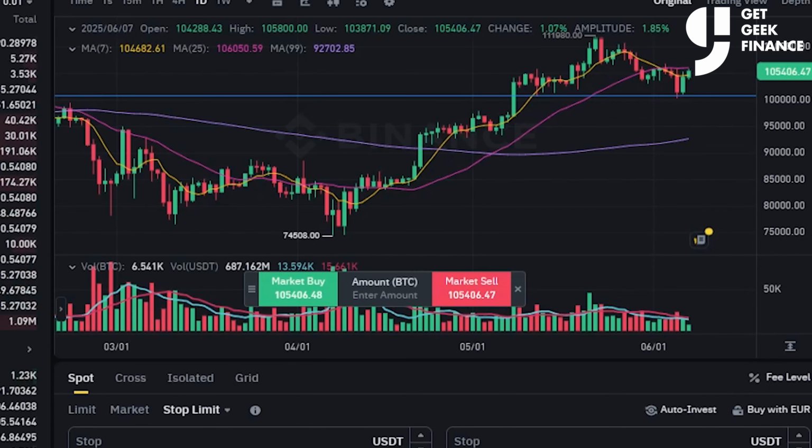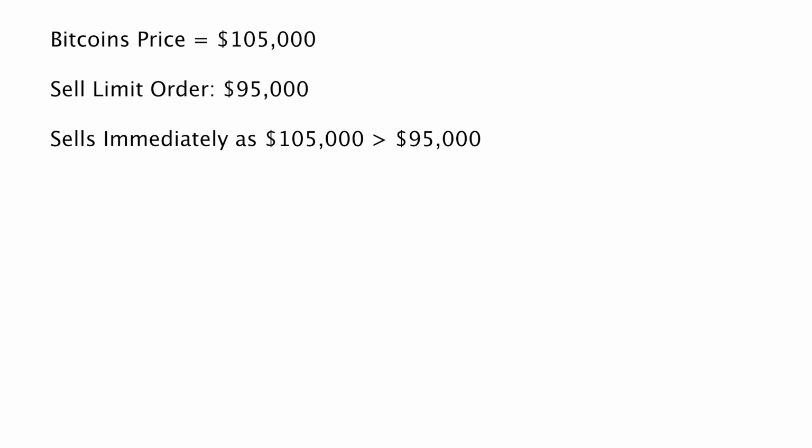Now, it's important to understand the difference between a sell limit order and a stop limit order. They are two completely different things. Let me give you an example. Let's say Bitcoin is currently trading at 105k. If I place a sell limit order at 95k, it will actually execute immediately because 105k is a better price than 95k. A limit order just tries to sell at your price or better, and right now the market is already above 95k, so it fills instantly.